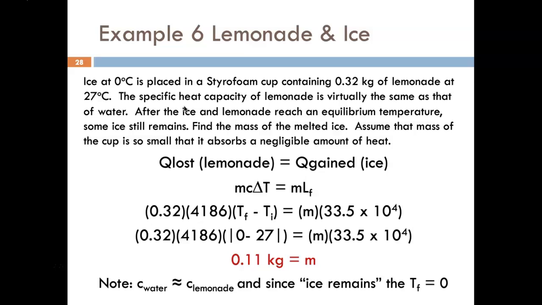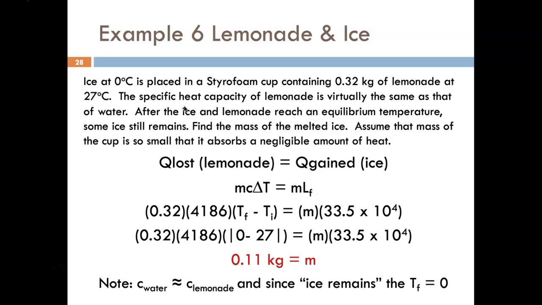So find the mass of the melted ice, assume the mass of the cup is small and that it absorbs a negligible amount of heat. So the heat lost from the lemonade, that's going to be the lemonade was at 27 degrees, and that's going to come down. So we've got a change of mcΔT, and you see that your change in temperature on that left-hand side is 0 minus 27, but we're going to use the absolute value.